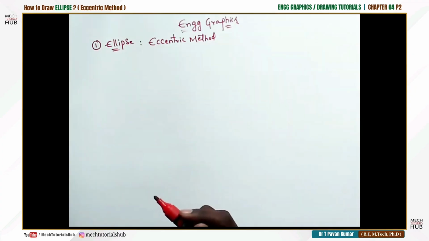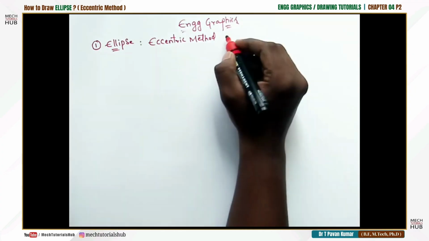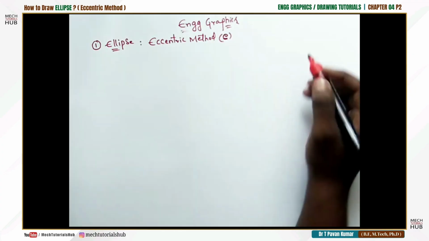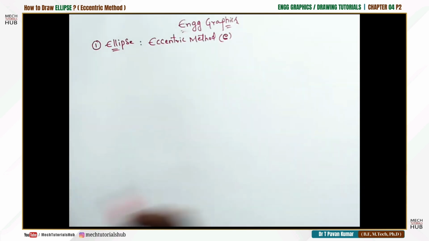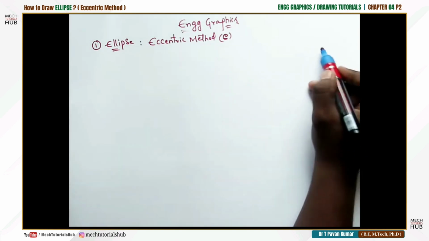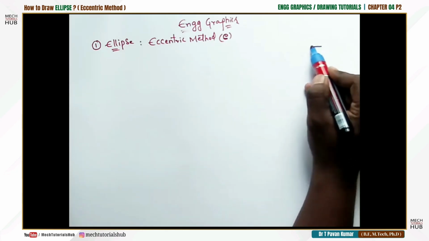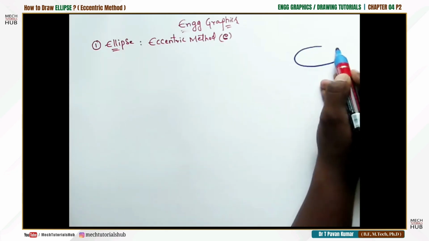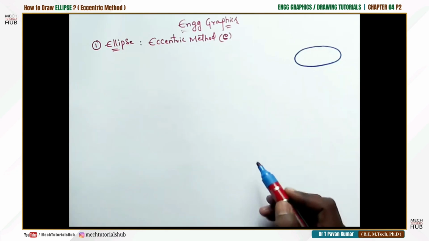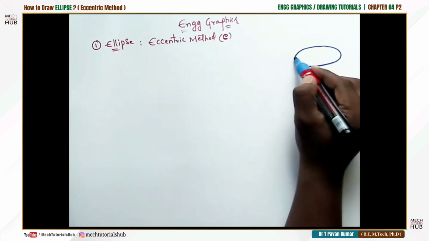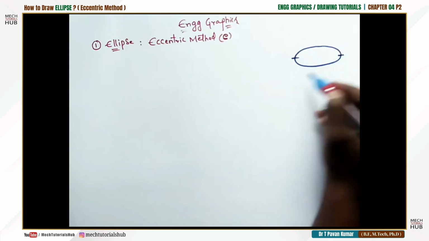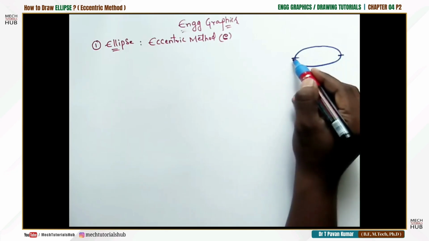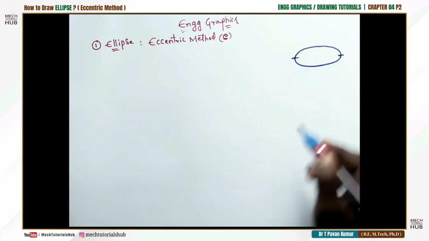Today's topic is all about constructing an ellipse by the eccentric method. This eccentricity is represented with a small e. I'll give you a simple idea before moving on to the actual sketch. We know the shape of an ellipse. Let us consider this as the shape of an ellipse. Let us think that this is the starting point of the ellipse, and it moves this way and this way, ending at this particular point.